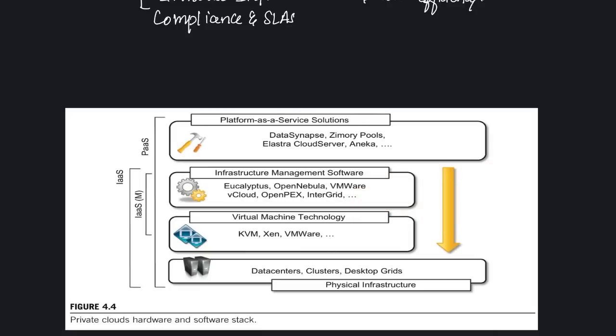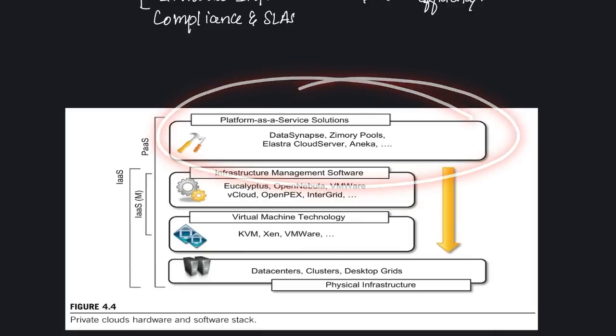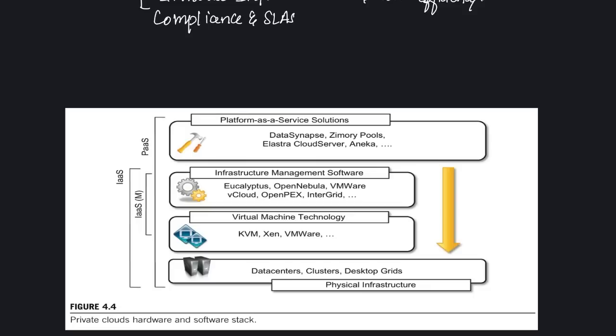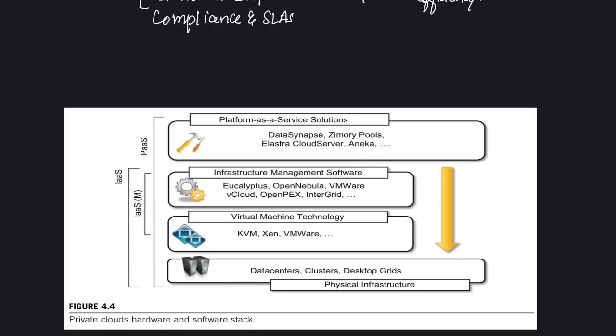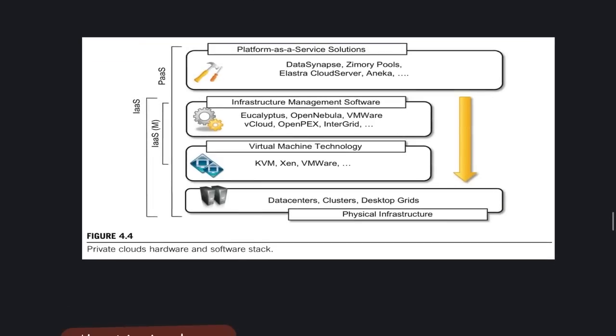Next, we have the PaaS solutions here. So they provide higher level services, and they have the Data Synapse, Zimory Pools, Elastra Cloud Server, Aneka, and all these things are the platforms which are providing services. So they'll support the deployment of distributed applications and combining with the complex cloud environments. So this was about private cloud.